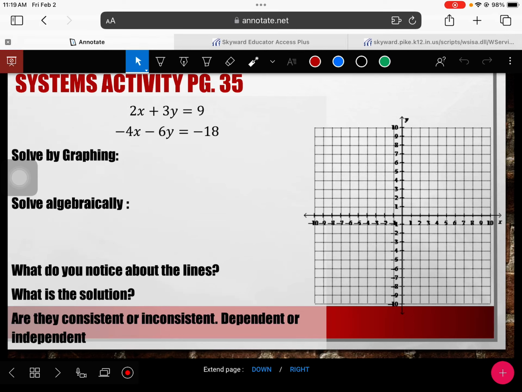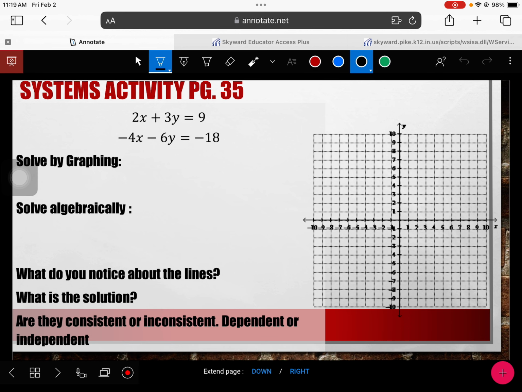35 says solve by graphing. Can I begin to graph these equations as they are? No. Why not? Slope. Yeah, we need them in slope-intercept form, which is y equals mx plus b. So how do I get these to slope-intercept form?